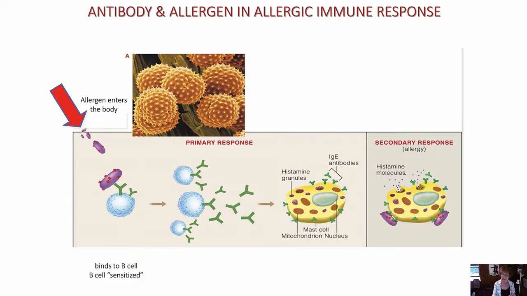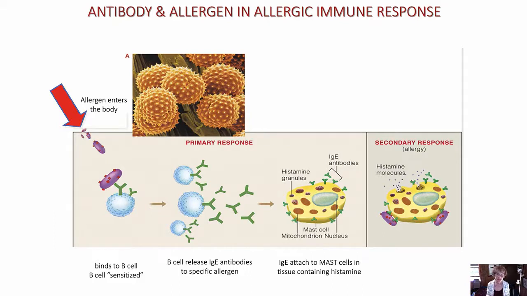Recall we have B cells and T cells in our adaptive immune system. What this does is it sensitizes the B cell. And the B cell then releases a type of antibody called IgE. I will talk to you more about that. Those IgE antibodies are very specific for that specific allergen. The IgE antibodies will attach to mast cells in the tissue.